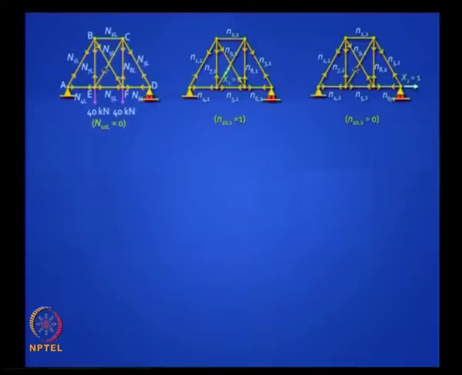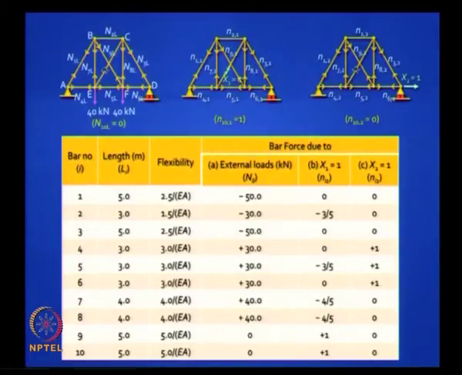It will be nice to write it in a tabular format. Write down the 10 bars, note their lengths, write down the flexibility which is L by EA. The length of each bar is known, the EA values are given to you, and analyze those 3 trusses and write them down.